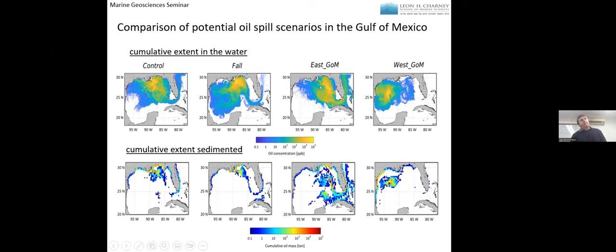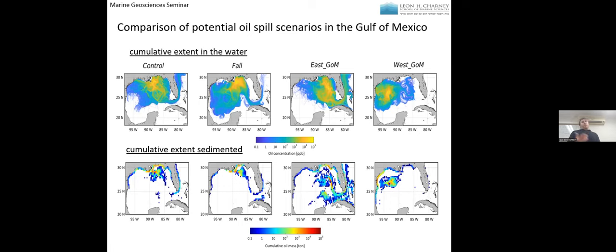An additional scenario was a spill occurring in the East Gulf of Mexico, where there are actual searches or attempts to drill. And the fourth one was in the West Gulf of Mexico. And you can see that on one hand, there is a difference between the scenarios. The upper plots are the cumulative oil concentrations of each spill, and the bottom plots are the sedimented mass that sank to the sediment.